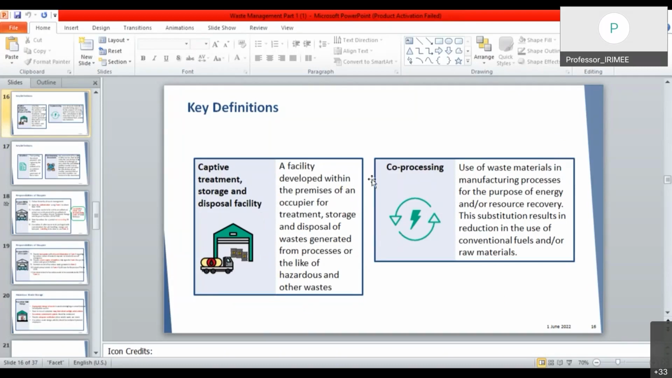Then another definition is co-processing. Co-processing is the use of waste materials in manufacturing processes for the purpose of energy and/or resource recovery. This substitution results in a reduction in the use of conventional fuels and/or raw materials.